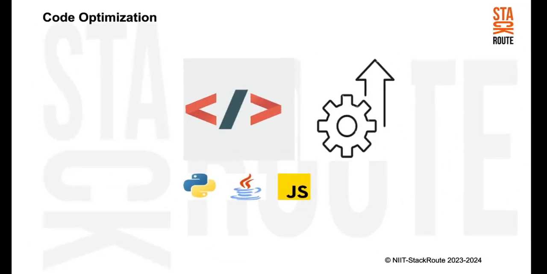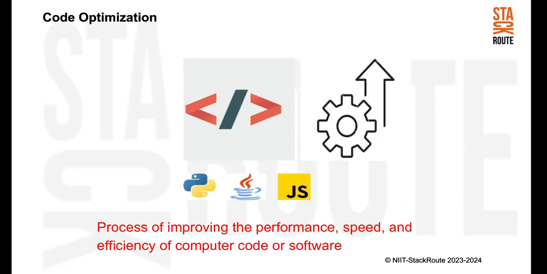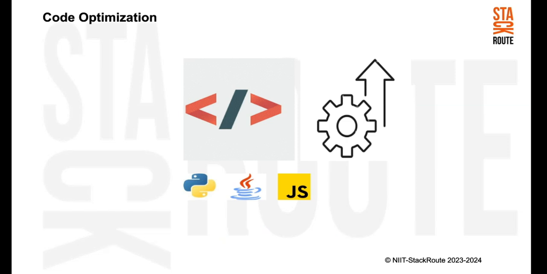So code optimization refers to the process of improving the performance, speed, and efficiency of computer code or software. It involves analyzing and modifying code to make it run more quickly, use fewer system resources, and reduce the overall time and cost of execution. Code optimization can be done at various stages of software development, from initial design to final implementation and testing.